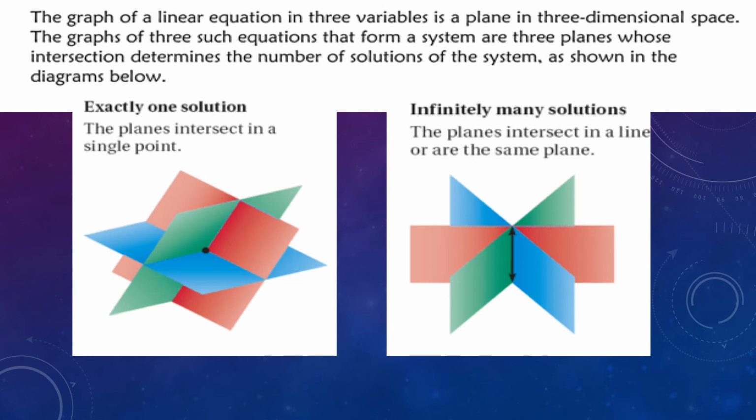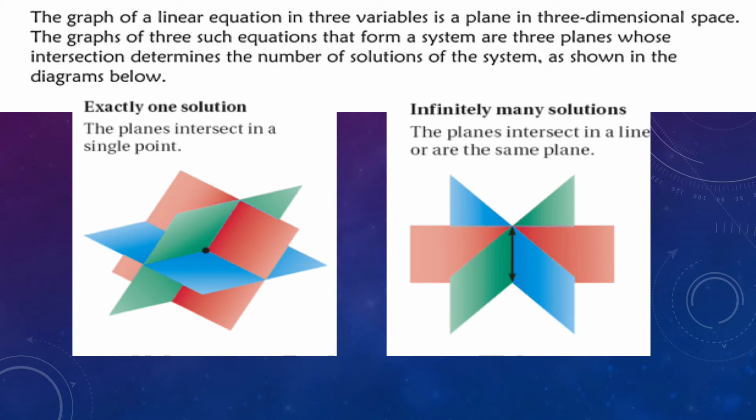You can see here the blue, green and red planes intersect at one straight line. This one will have infinitely many solutions. That means there are a lot of points in the solution. This diagram only shows a small part of it, so it can be extended up and down.